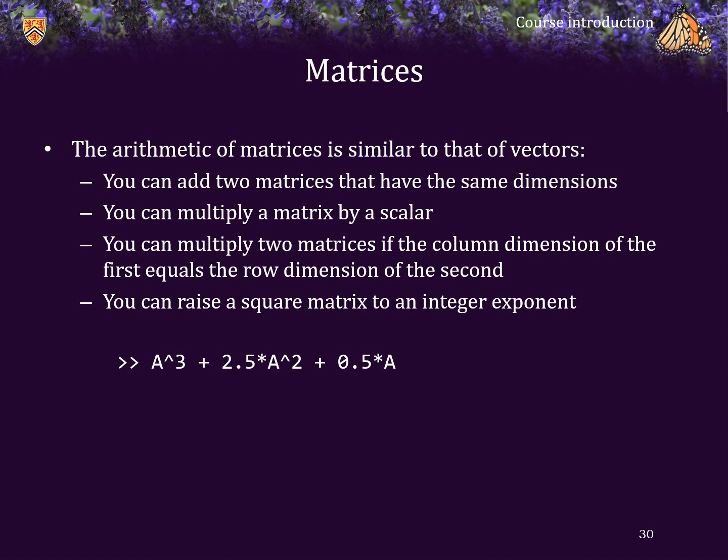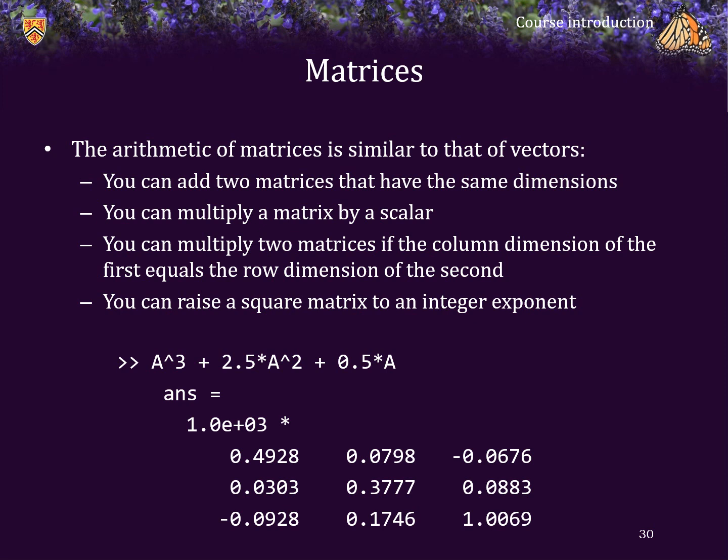All right, so just as one very quick example, from the previous page, we defined A to be a 3 by 3 square matrix. So we can multiply that matrix by itself 3 times, and the result will still be a 3 by 3 matrix. So we can calculate A cubed. Onto that, we can calculate A squared, multiply the matrix by itself, and then multiply each entry by 2.5. And finally, we can multiply each entry of the matrix A by the scalar 0.5. We can add all of these together, and we get the following.